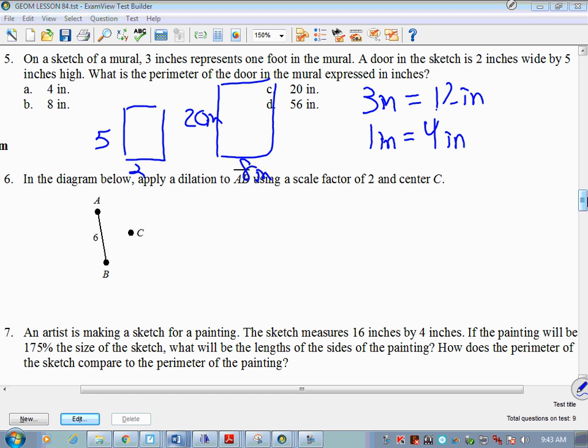It said, what is the perimeter? So what do I need to do? I need to find the perimeter of it: 20 plus 20 plus 8 plus 8, or 40 plus 16. What's 40 plus 16? 56. So pay attention, because there's multiple steps in that.